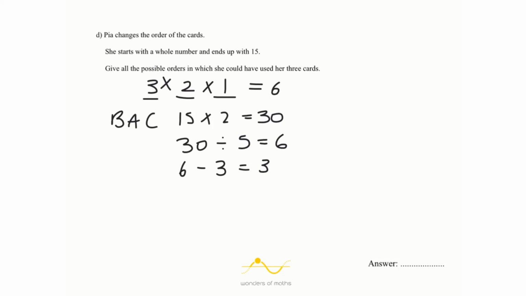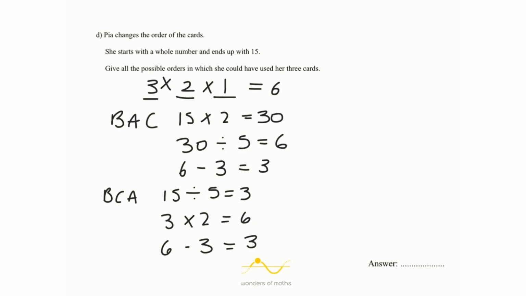Now let's do the same thing for BCA, working backwards to make sure that we have the correct order of cards. 15 divided by 5 is 3. 3 times 2 is 6. And finally, 6 minus 3 gives our same starting point of 3. So now we know that BAC and BCA are our final answers.